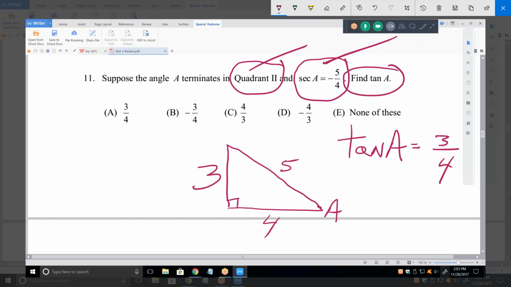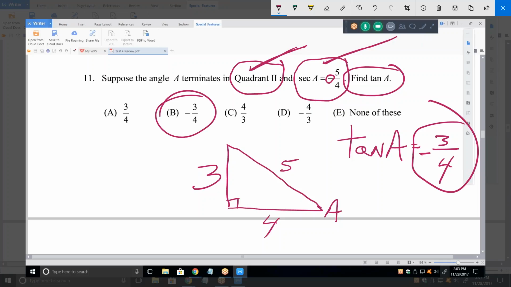Well, what is tangent in quadrant 2? Is it positive or negative? Negative. There's your answer. Notice that I did not pay any attention to the quadrant or the sign, that little sign right there, until the very end.